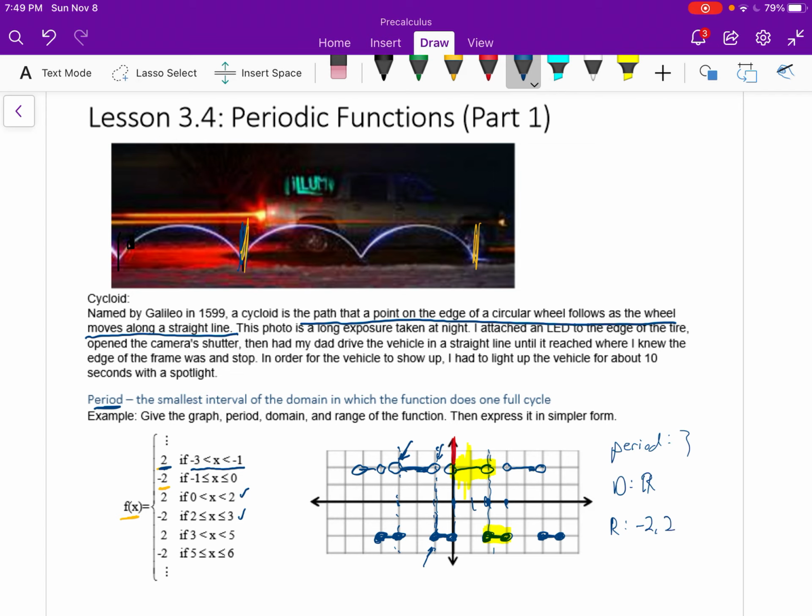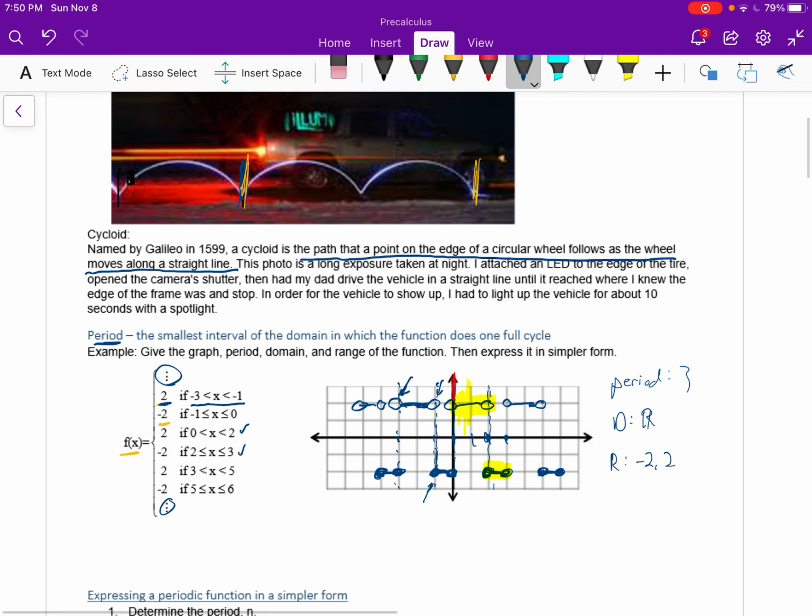Express it in a simpler form. So instead of having this dot, dot, dot at the beginning and the end, we want to try to write f of x in a simpler form. So f of x equals, well, only ever equals 2 or negative 2. So 2 or negative 2, and we're going to try to generalize what's happening here.